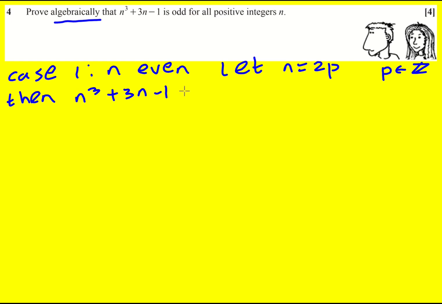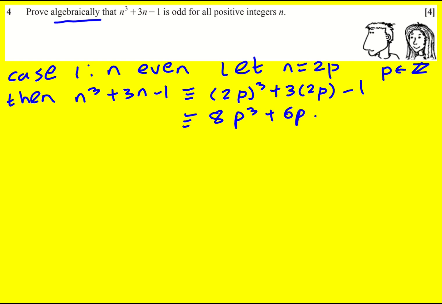plus 3n minus 1 is going to be, actually, it's going to be identical to, you can write equals, I think, 2p cubed plus 3 times 2p minus 1. And that is going to be 8p cubed plus 6p minus 1. So I'm actually going to get, I can take out a factor of 2 from the first two terms.